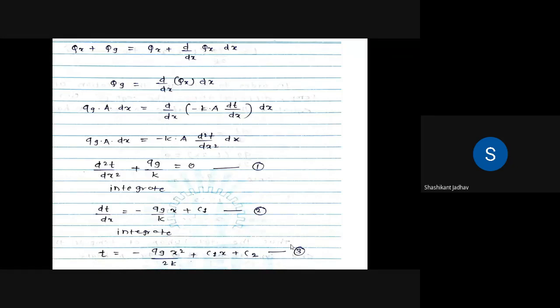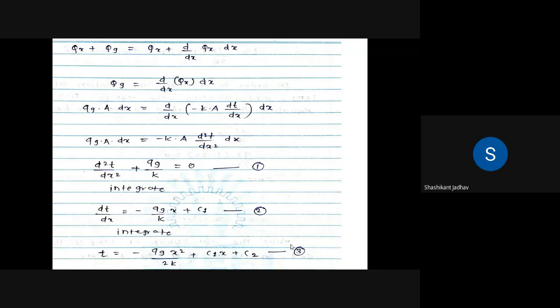Okay, then integrate this equation. By integrating this equation we get the value of dt by dx. Integrate, so dt by dx is equal to what? Minus qg by k into x plus c1, and that is equation number 2.